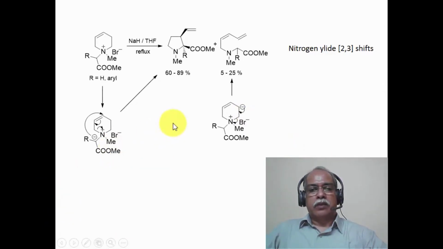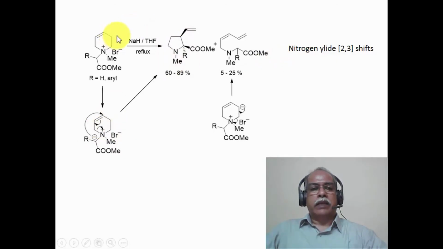The nitrogen ylides also undergo the 2,3 sigmatropic rearrangement. These are examples of nitrogen ylide undergoing 2,3 sigmatropic rearrangement. When this ammonium salt is treated with sodium hydride, two reactions take place. The first reaction is the generation of an ylide, followed by a 2,3 sigmatropic rearrangement to form this particular product, which is arising from the skeletal rearrangement of the piperidinium ring to the corresponding pyrrolidine ring system by a ring contraction.